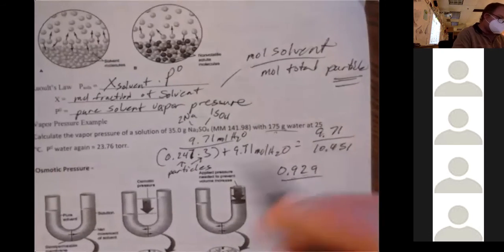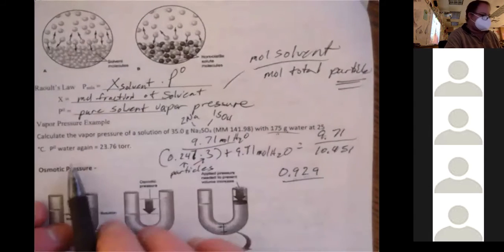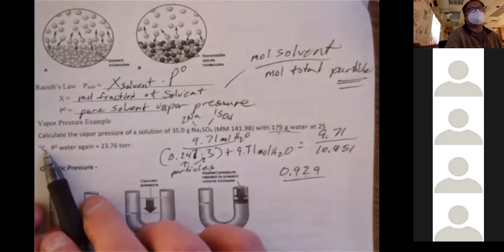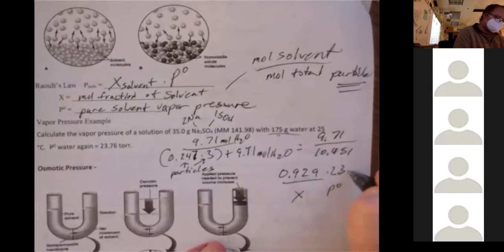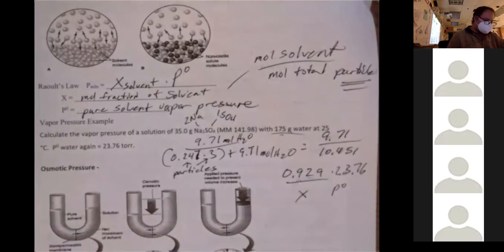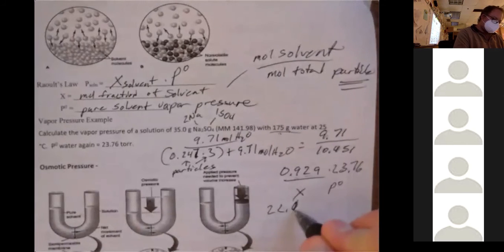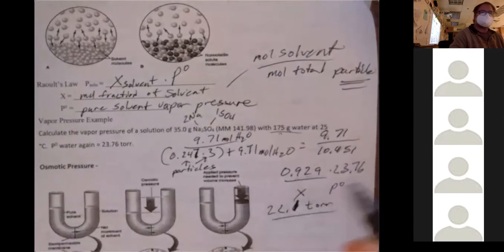What we're going to do, as I said, is take the mole fraction of the solvent and multiply it by the standard water vapor pressure at the temperature we have. So this is X, and this is P naught. We want to multiply that by 23.76. 0.929 times 23.76. The answer is about 22.073, so 22.1 torr. Since this is in torr, this is in torr.